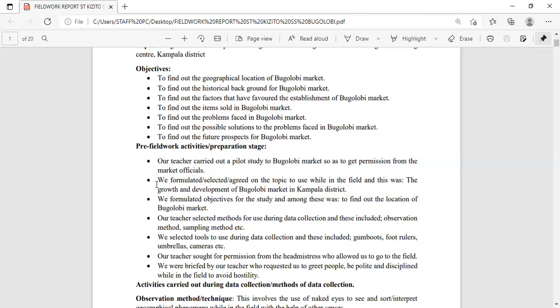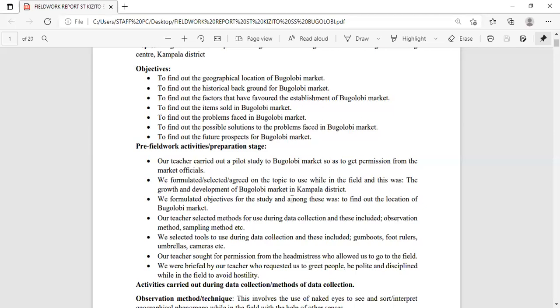Then you come here and say, we formulated. I discourage "selected" and I discourage "agreed". Use this one: formulated the topic of the study. You form it after discussing what you call conceiving a problem, after selecting a topic from class and saying we are going to deal with fishing, settlement, or manufacturing as our topic of study.